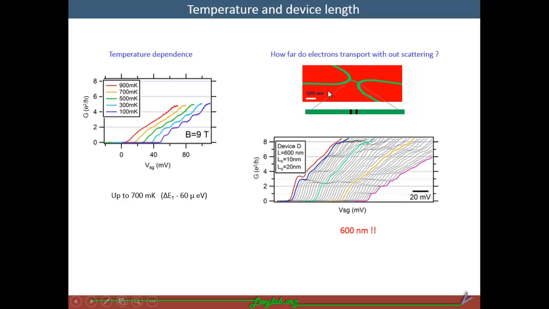We further made longer devices just to see how far this conductance quantization persists and electrons travel without any scattering. And we see this quantization in devices as long as 600 nanometers, where for these devices at higher magnetic fields we still see a quantization of the conductance. So we believe this is very interesting for investigating some of the exotic phenomena such as topological phases in these LAO-STO interfaces.